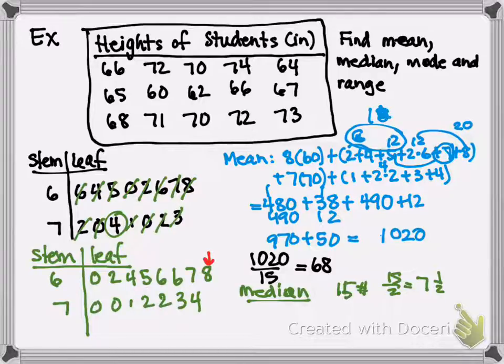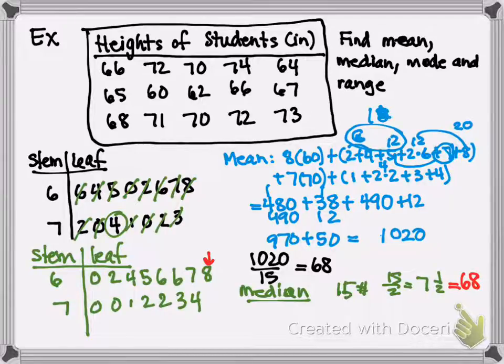Now how can I verify? 1, 2, 3, 4, 5, 6, 7. There's 7 numbers in front of that number, 7 numbers after that number. Now, my median isn't 8 because it's a leaf of a 60. So my median is 68.